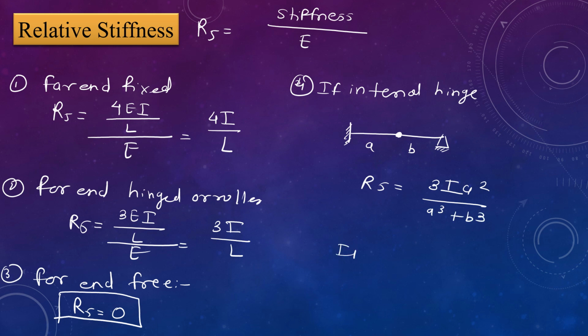And if the internal hinge is present at center, then A is equal to L by 2 and B is also equal to L by 2. Relative stiffness for that condition is 3I by L. If you put the values of A and B into this equation, you get the relative stiffness values. If internal hinge is present at center, then the relative stiffness is 3I by L. The next point is fixed end moment.